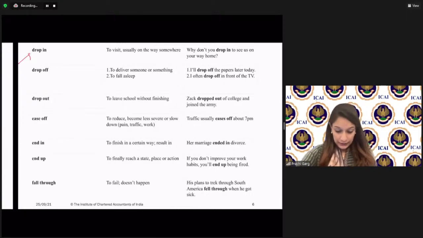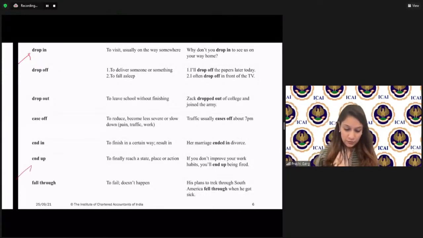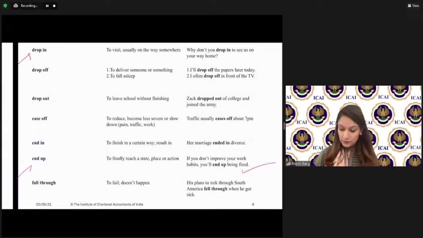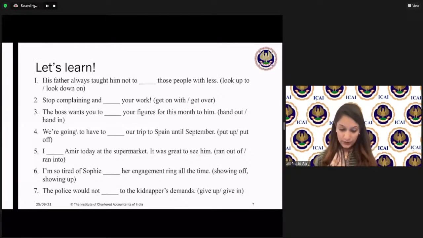Okay. Next is to end up. End up is to finally reach any situation or any state or any action. If you don't improve your work habits, you will end up being fired, right? If you do not clear this mess right now, you will end up in the mess, right? So this is how you can use these phrases. After the class you will get it. Okay.